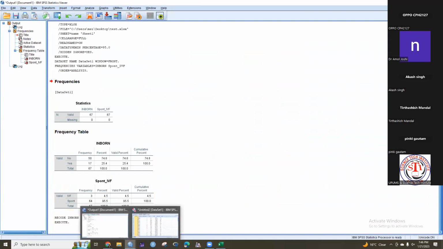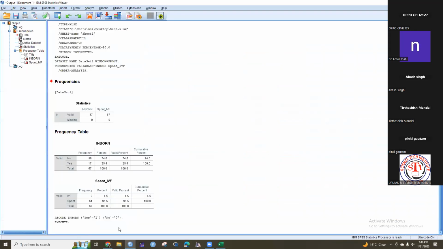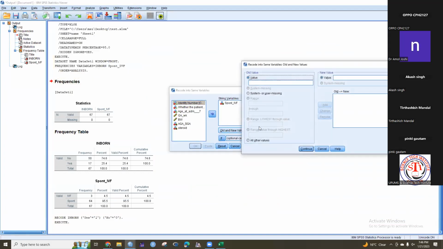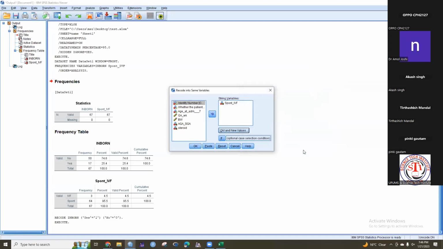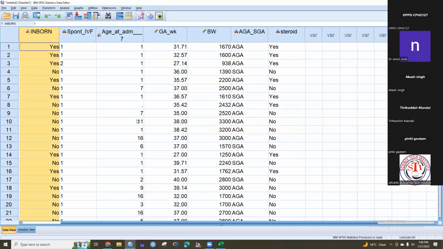Now again I will go to transform, recode into the same variable, and I will write SPONT. I will give 1 to SPONT and 2 to IVF. It is case sensitive, so I have to take care of this. Continue and okay. Now I have converted this into 1 or 2, that string into numeric.